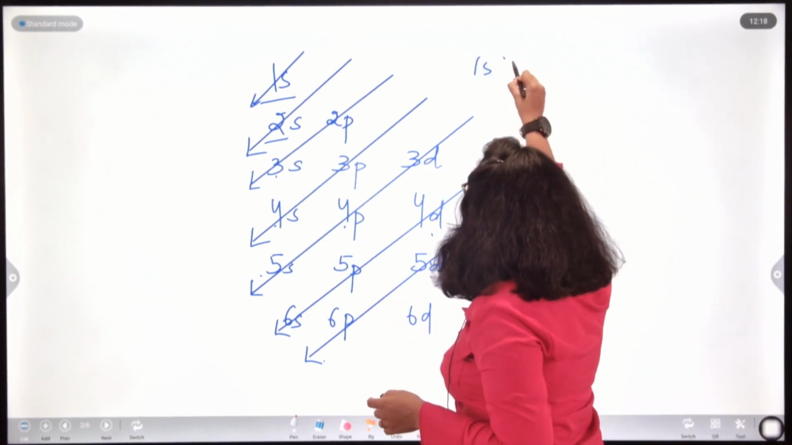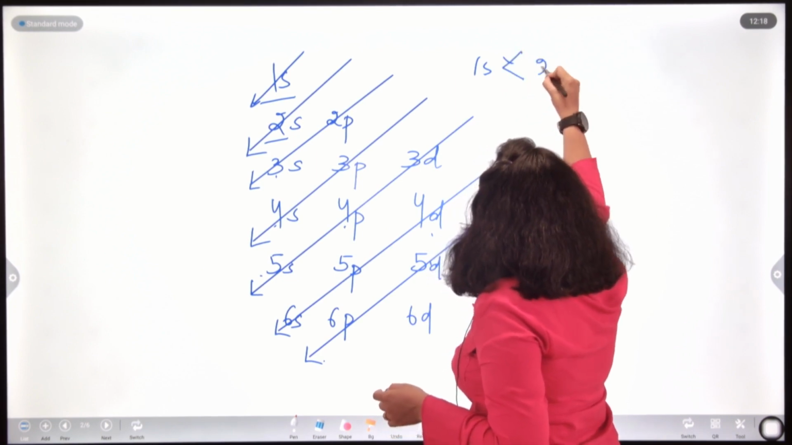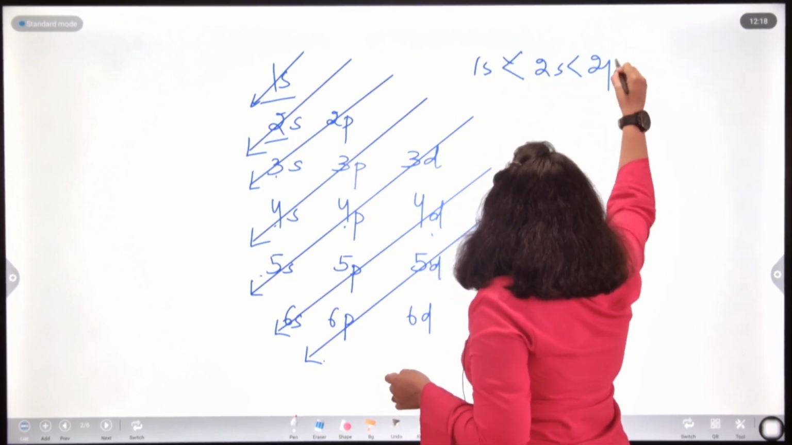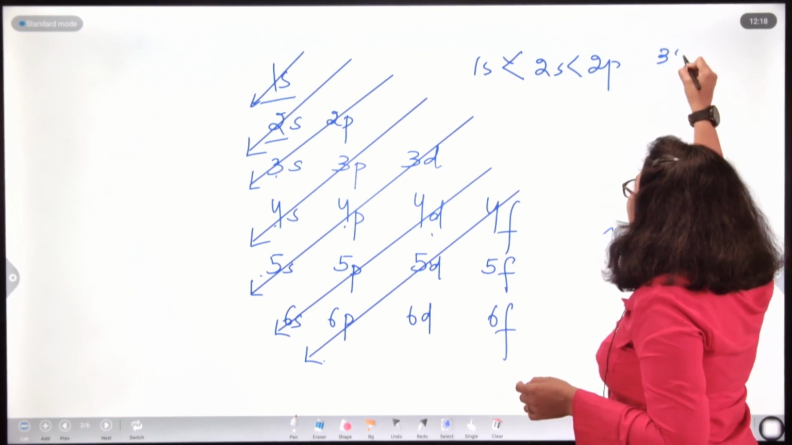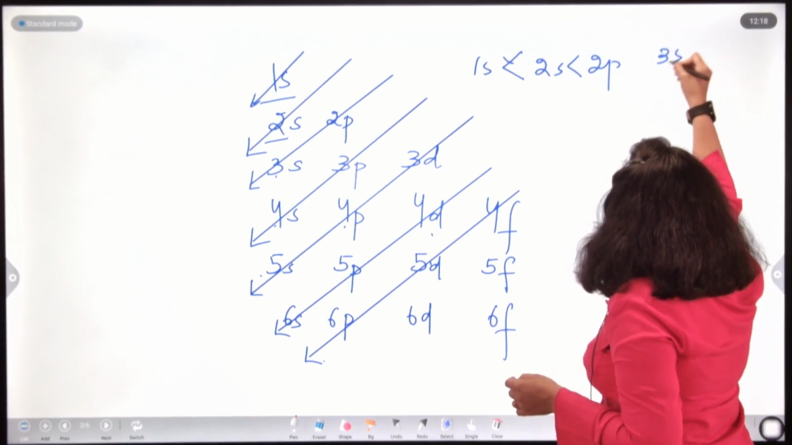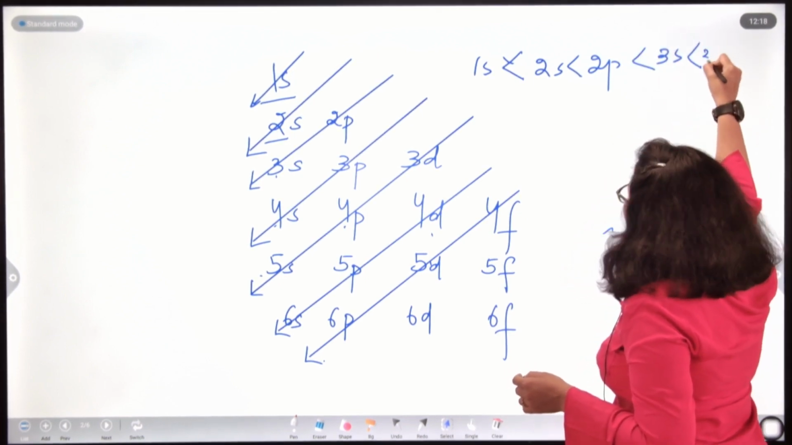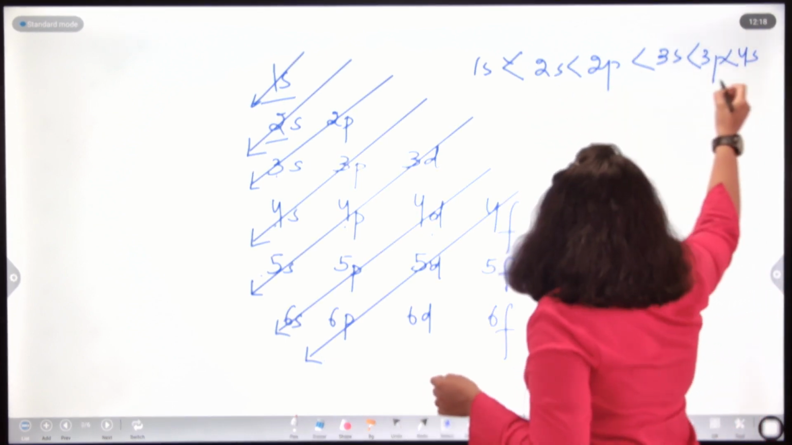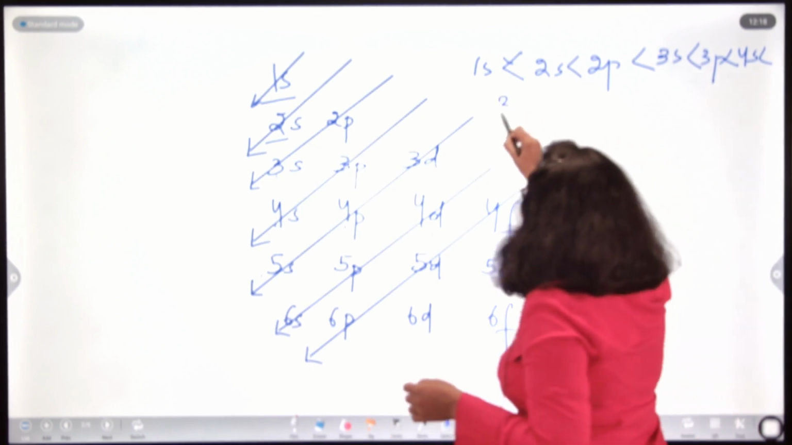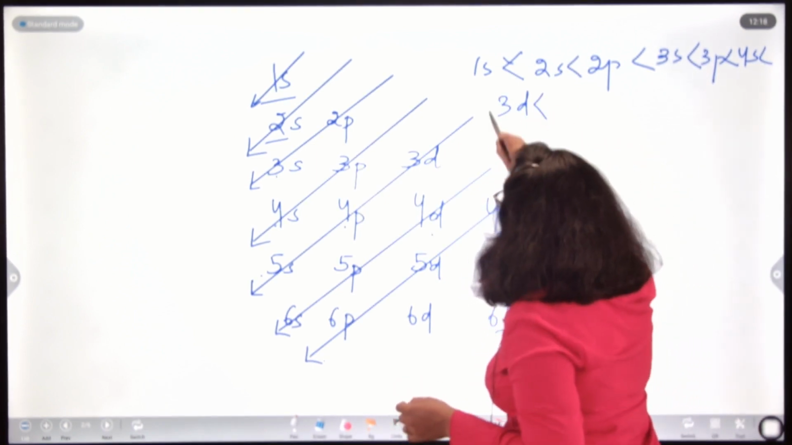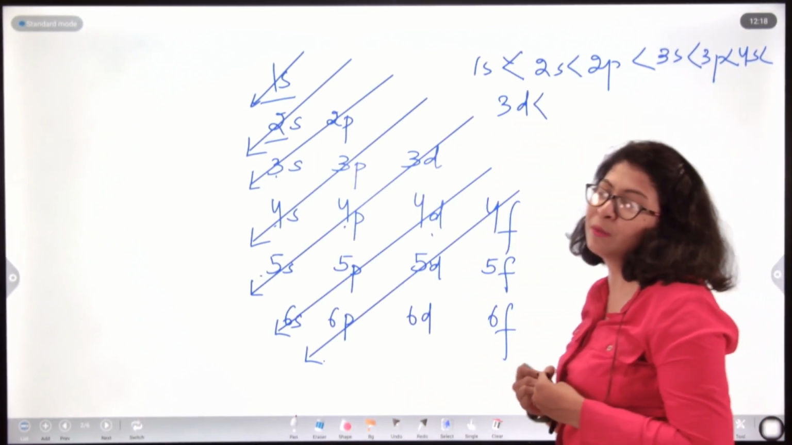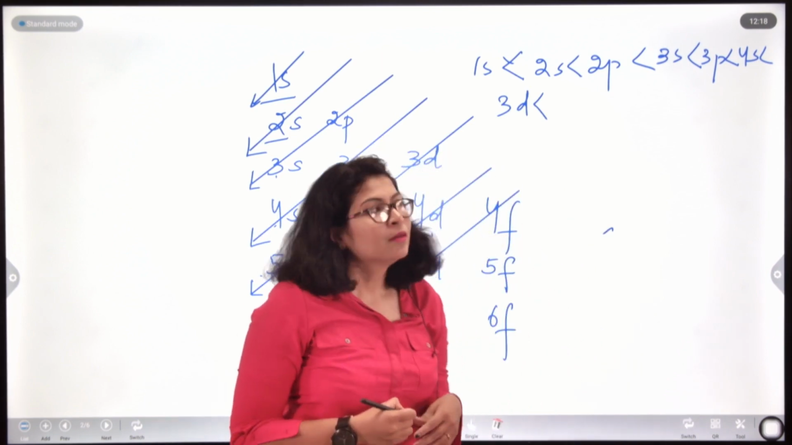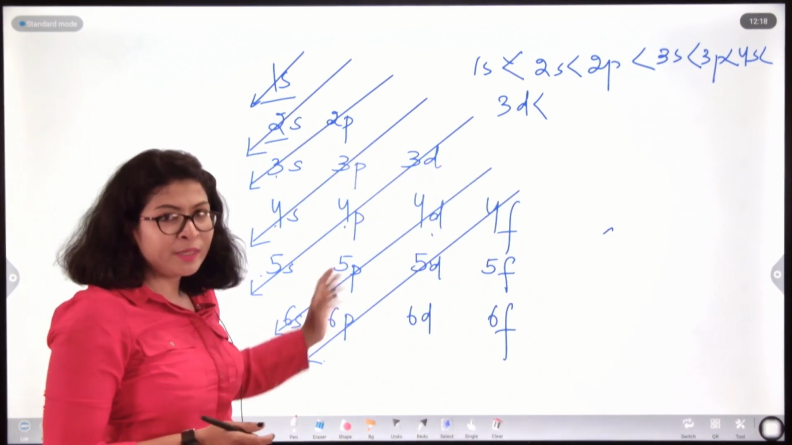So, 1s will be filled first, then 2s, then 2p, then 3s, then 3p, then 4s, then 3d. I guess if you remember till this much, all your electronic configuration up to 30 will be done, but you can remember this table, this will be easier for you.